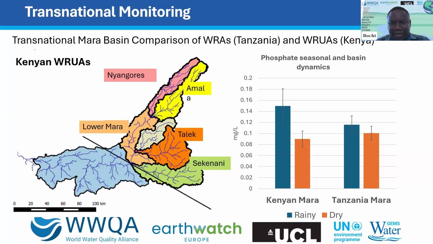Also, when you compare the Tanzania side and the Kenyan side, on the upper side there is a lot of phosphate contamination in the Mara River Basin. Tanzania also showed that in the rainy season there is a higher concentration of phosphate compared to the dry season. Likewise in Kenya, the upper side has a higher concentration of phosphate than in the dry season.